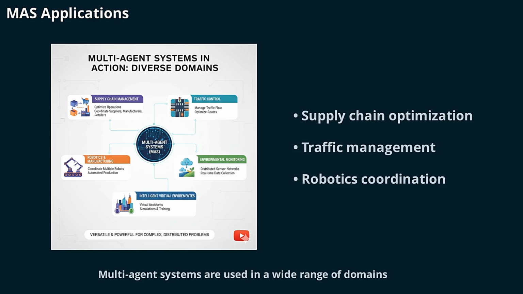Multi-agent systems are used in a wide range of domains. In supply chain management, they optimize operations by coordinating suppliers, manufacturers, and retailers. In traffic control, MASs manage traffic flow and optimize routes. Robotics and manufacturing benefit from MASs by coordinating multiple robots. Environmental monitoring, distributed sensor networks, and intelligent virtual environments are other areas where MASs excel.